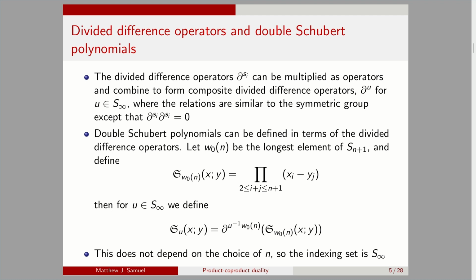So we define the double Schubert polynomials in terms of the divided difference operators. First, we let w_0 of n be the top element of S_{n+1}. We define S_{w_0(n)} of x and y as the product, as i plus j ranges from 2 to n plus 1, of (x_i minus y_j). And then for u in S infinity, define S_u of x, y to be partial_{u^{-1} w_0(n)} applied to S_{w_0(n)} of x and y. And although it may appear that it does, this does not depend on the choice of n, so the indexing set is indeed S infinity.